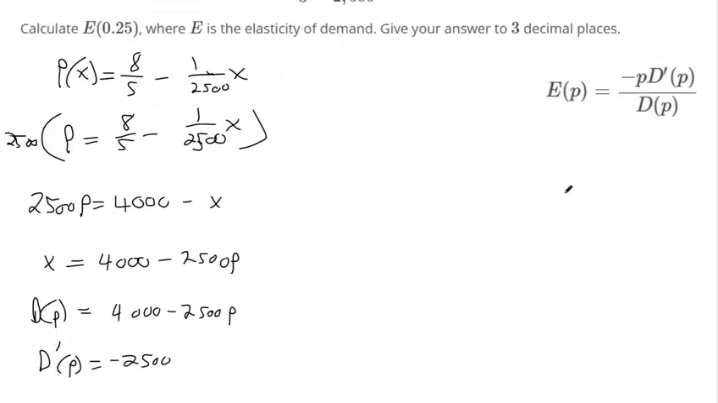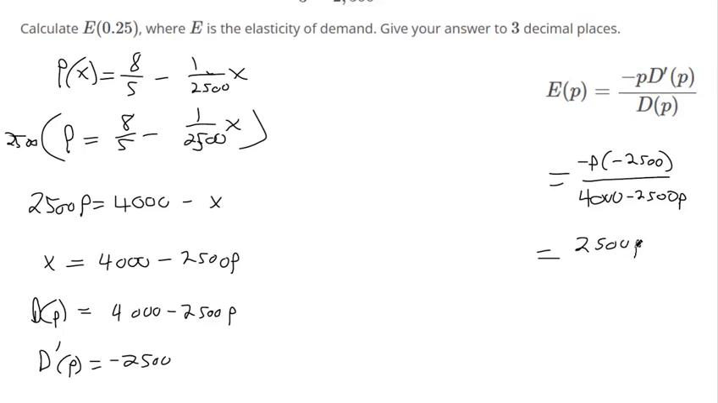So when we plug that into our elasticity of demand function, it's negative p times negative 2,500, all being divided by d of p, which is 4,000 minus 2,500p. Okay, now we can calculate e of 0.25. That just means you're supposed to plug in 0.25 into this function. I'll just clean it up a little algebraically. It's a negative times a negative, and the letter usually comes second.